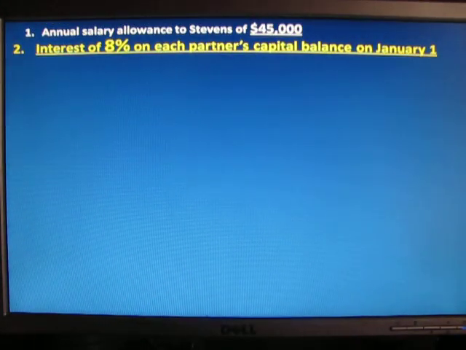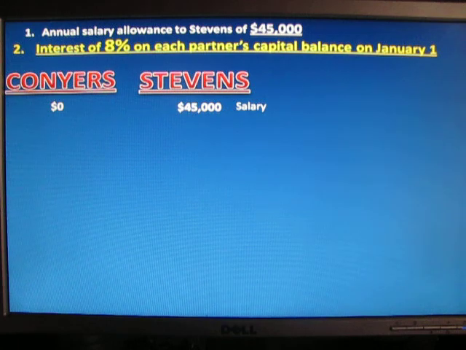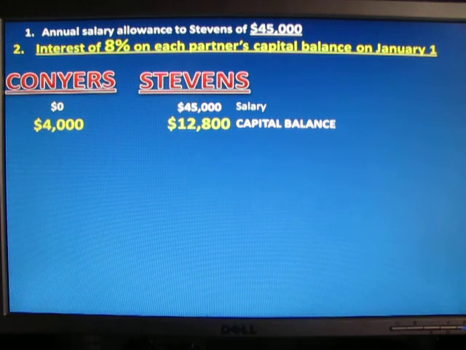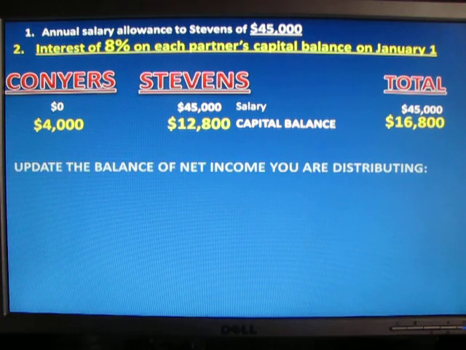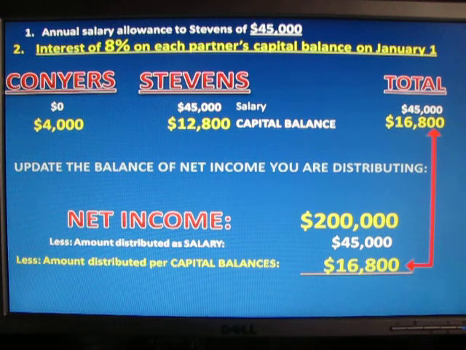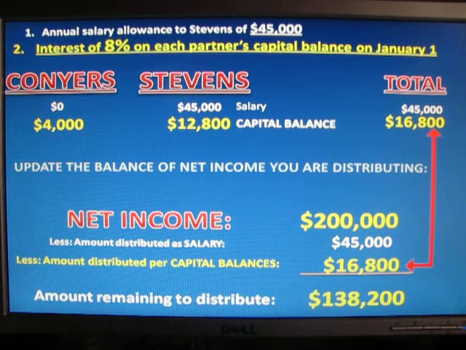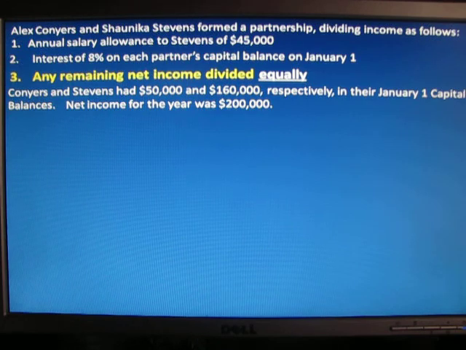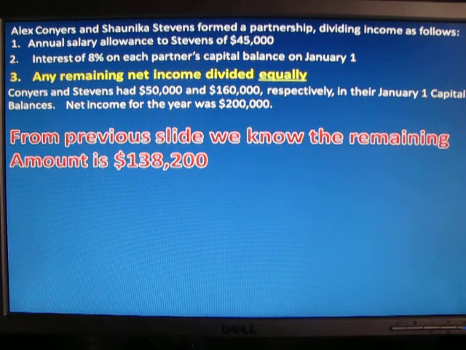We update their capital balances. There's Conyers and Stevens. That was the salary. Now we've allocated based on percent of capital balance, 4 and 12. So we're going to update that net income again. We had $200,000 that we're trying to distribute. $45,000 went to salary. Now we had $16,800 based on the percent of their capital balances. We have $138,200 left to distribute. The last point says we distribute that equally.